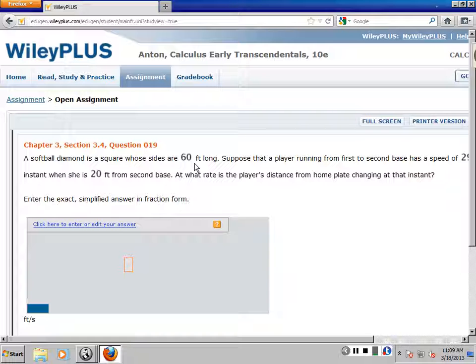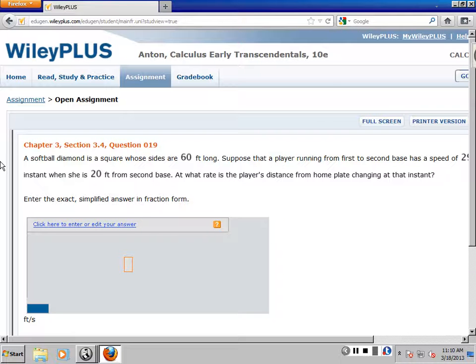Say this was home, first. My player's running from first to second. This is my triangle. So this would be 60 feet. This is h. This is changing, and x is changing. So they get the relationship 60 squared plus x squared is h squared. Then they differentiate. But they plug in x to be 20, but really x could be 40. Right? Because when your player is 20 feet from second base, they're 40 feet from first base. So that was a very common mistake on that problem.